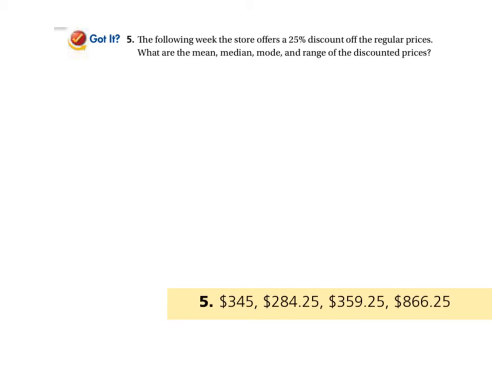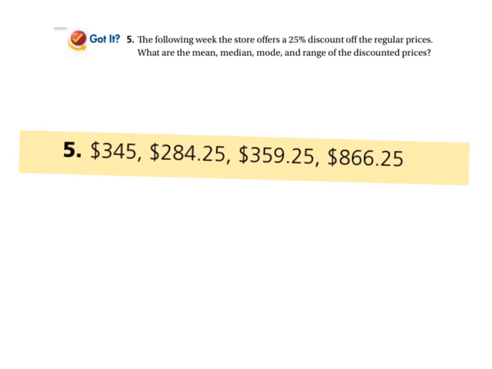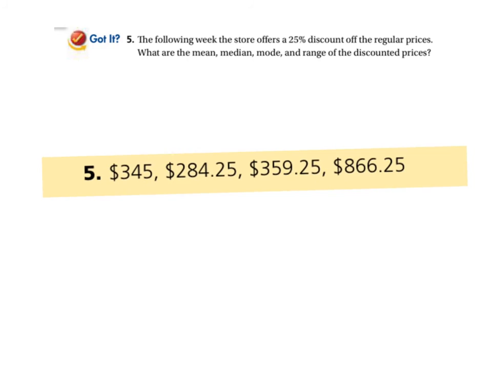Okay, in this fifth example, same kind of thing, only this time they're giving a 25% discount. So you're going to multiply each by 0.75. If you look back at the last slide, that's really all we're doing here. And you get a new mean, median, mode, and range based on that.